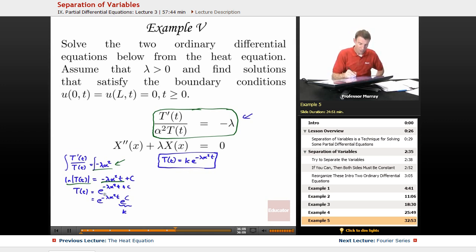So to get rid of the natural log, I raised e to both sides here. And now by the laws of exponents, remember e to the x plus y is equal to e to the x times e to the y. So since I've got a plus c here, that's like multiplying by e to the c, which is just another constant, so I called it k. And now if you solve for capital T, we get k times e to the negative lambda alpha squared times t. So we still haven't looked at the equation for X at all yet, so that's what we're going to go ahead and do on the next slide.